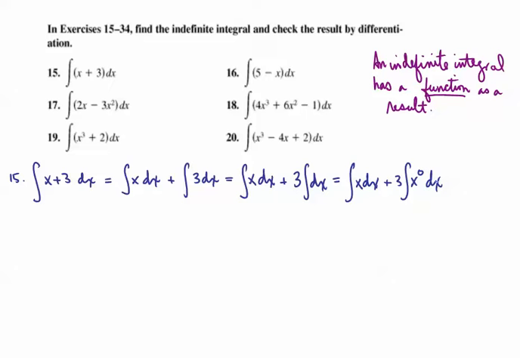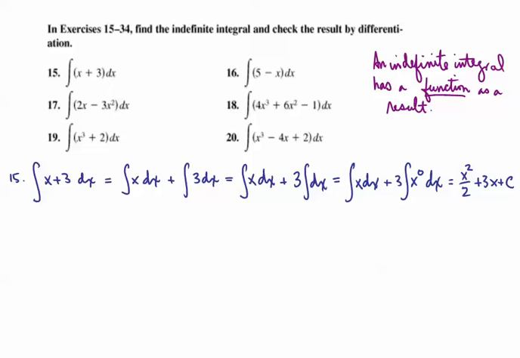Now we can take each individual integral separately. So x to the first power increased by 1 gives you x to the second over 2. Then x to the 0 becomes x to the 1 over 1, which is just x, times 3 is 3x, and plus c.